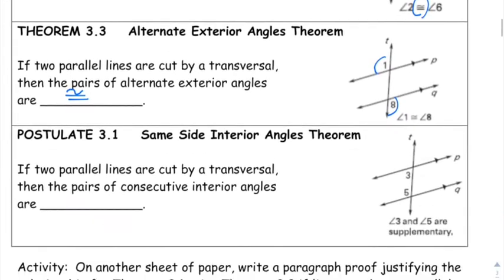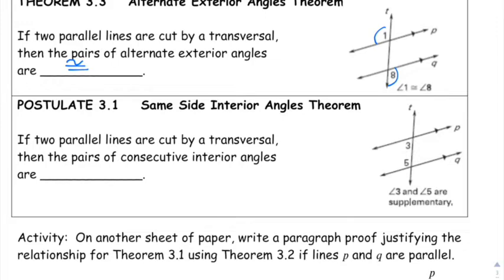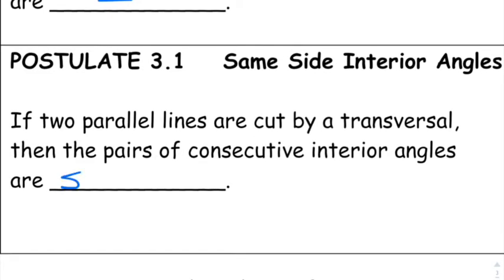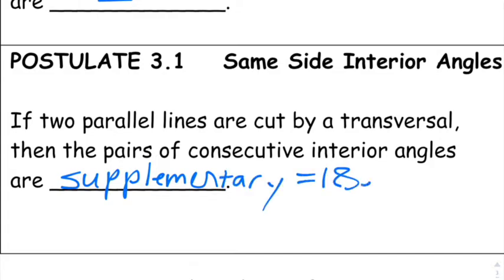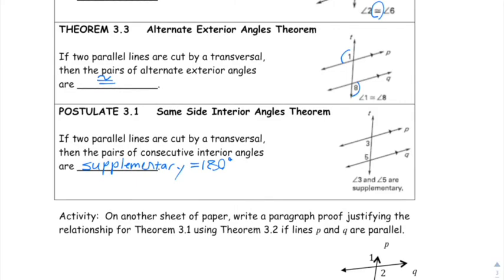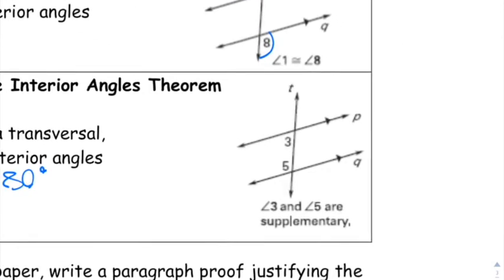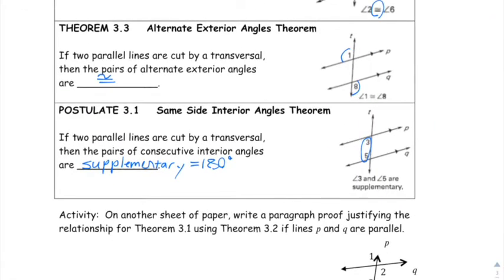Now here's the last one. This one's a little bit different. If two parallel lines are cut by a transversal, then the pair of consecutive interior angles are supplementary. So this is where it's a little bit different, which, remember, means they add up to 180 degrees. So 3 and 5. This is only same side interior, or consecutive interior.